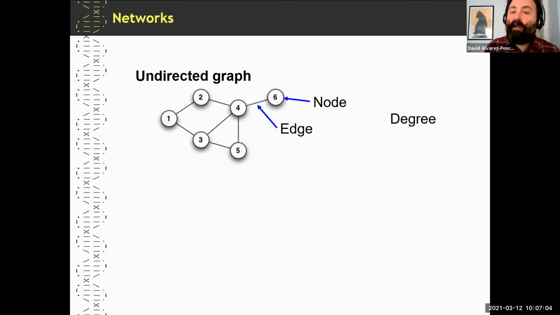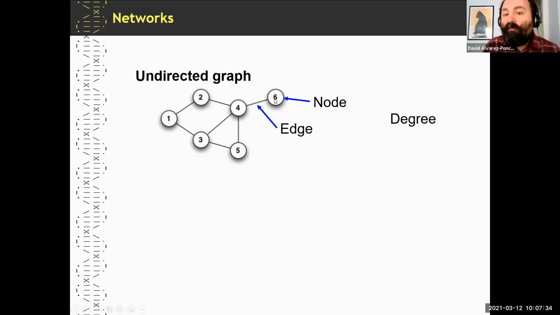In a graph, we have nodes, like this one or this one, that represent entities. In our case, they represent proteins, but graph theory could be used to represent cities and their connections, or people and their friendships, or any other thing. And we have edges that represent relationships between them.